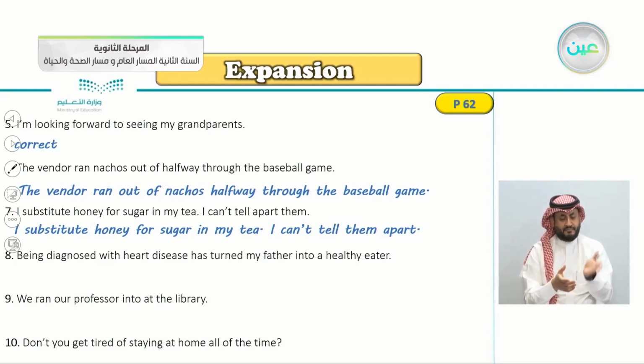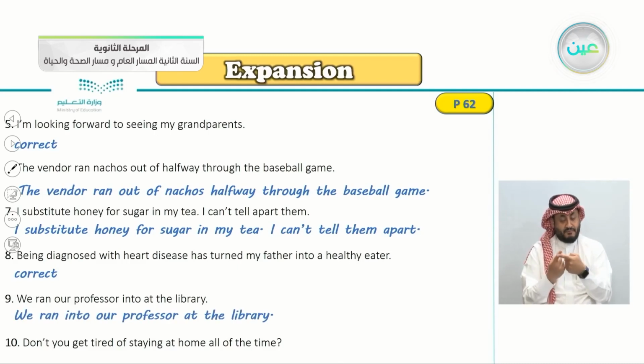Number 8, being diagnosed with heart disease has turned my father into a healthy eater. So, number 8 is correct. Turned my father into. There's nothing wrong here. Number 9, we ran our professor into the library. Is there something wrong here? Yes, of course. The correct answer would be: we ran into our professor by coincidence, of course.